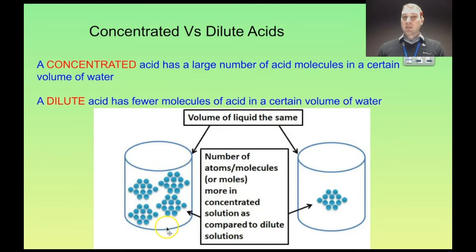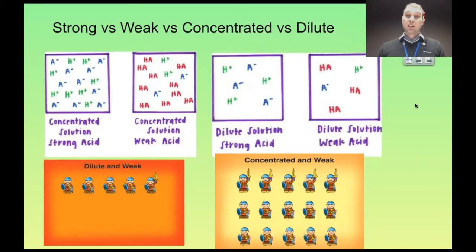If we have a look at our pictures down here, if the water volume is the same, then this is a concentrated acid because it has lots of molecules in it. This is a dilute acid because it has few. Now the problem is sometimes we mix up the words concentrated, strong, dilute and weak, but they have specific meanings when we're talking about acids and bases. So here are some more pictures summarizing these ideas.